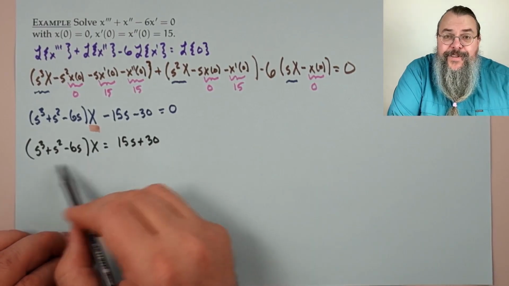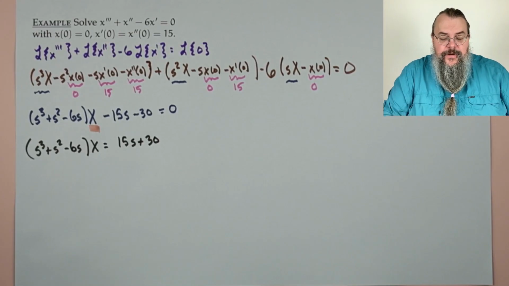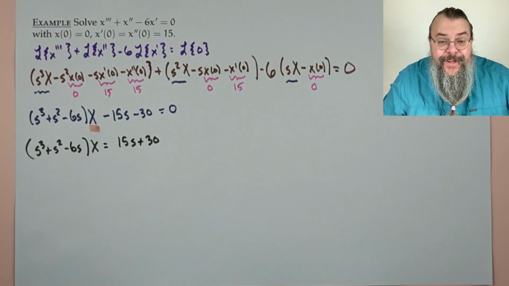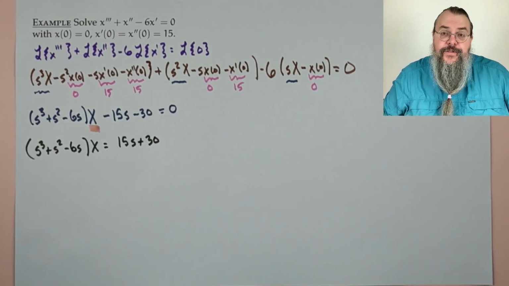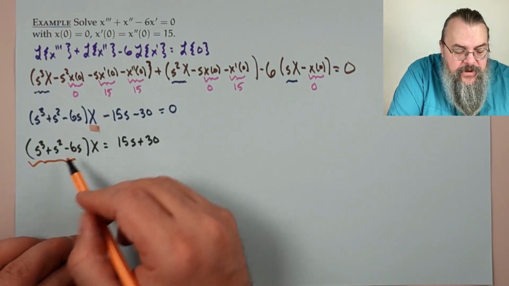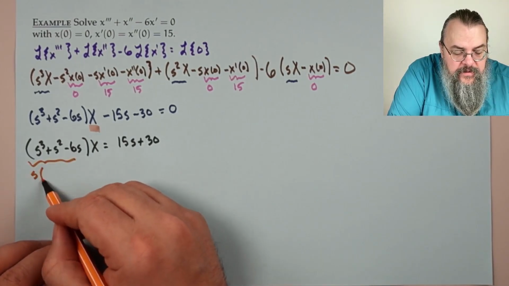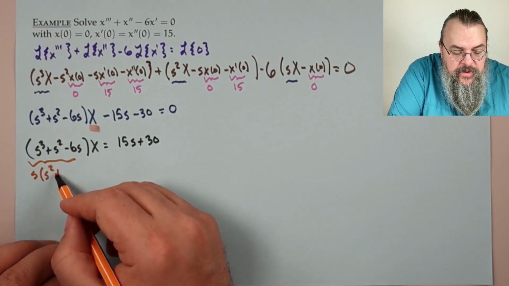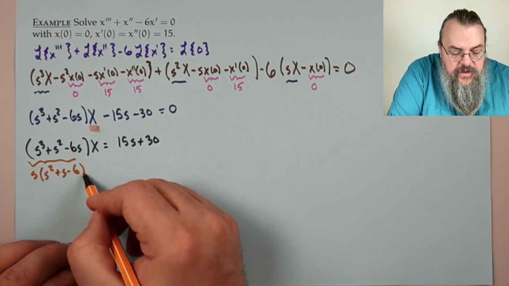Now let's look at this coefficient. And we kind of anticipate that we're going to be heading towards partial fractions. So let's see if we can do some factoring. We might as well do it right now. Let's see, we can do an s, pull it out. That would be s squared plus s minus 6.